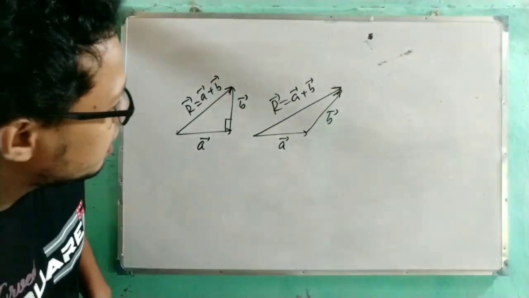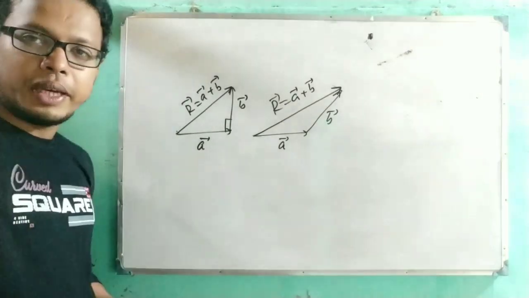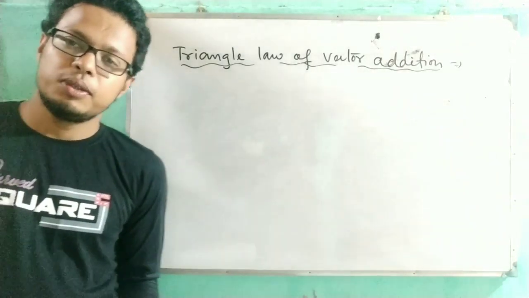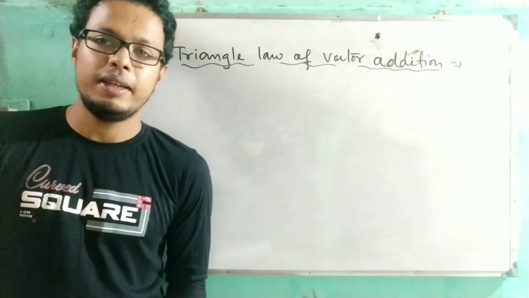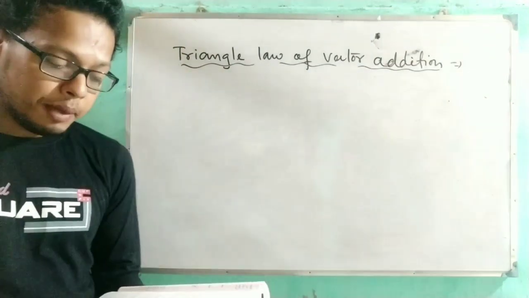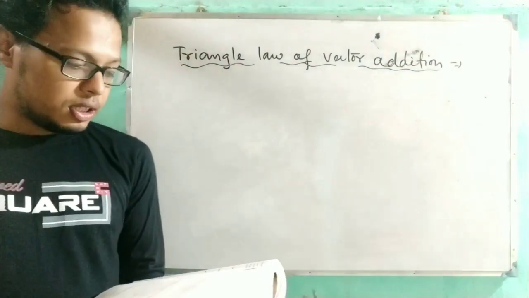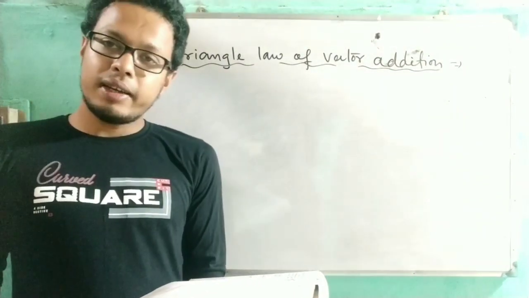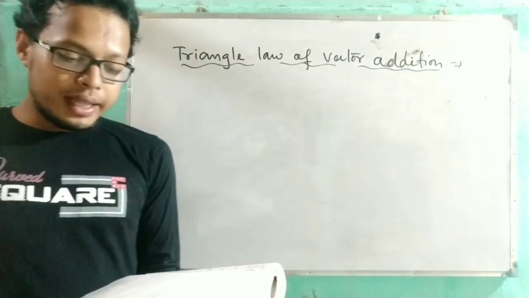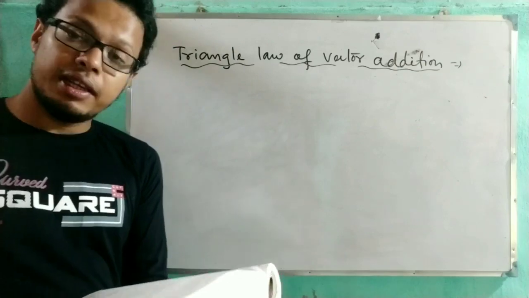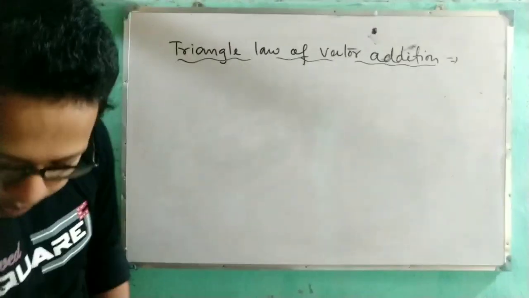First, let's come to the triangle law. I am discussing one of the most important topics of vectors, which is the triangle law of vector addition. What is the law? The statement is: if two vectors are represented in magnitude and direction by the two sides of a triangle taken in the same order, then their resultant is represented by the third side of the triangle taken in the opposite order. What is the meaning?